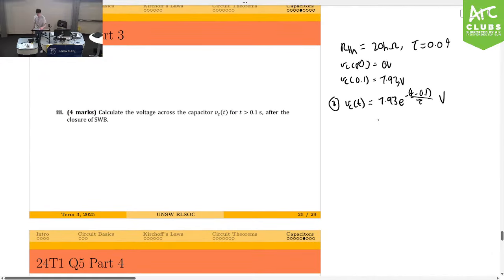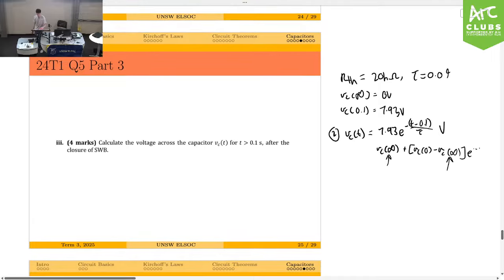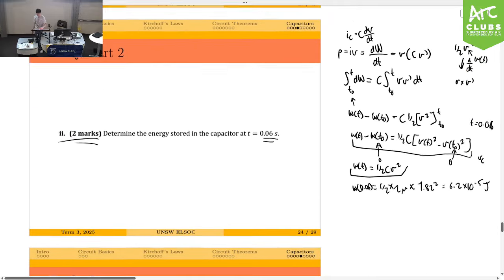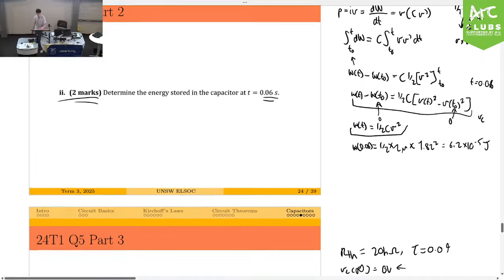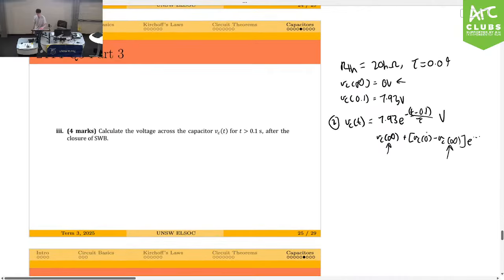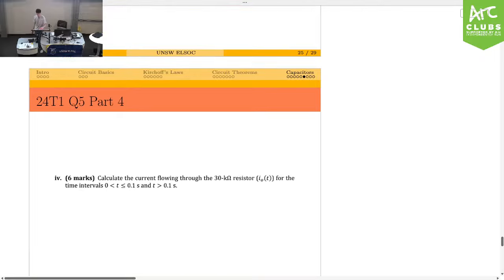Because you're talking about this one, right? Well, V, it's going to be this, right? VC of 0 minus VC of infinite, multiplied by e, or whatever. But this is 0, and this is 0. V infinite is equal to 0, because you've gotten rid of your voltage, or your source, this one here. But then you can see that if you just multiply this by this, well, then you get that. Sorry, there's a lot of arrows.